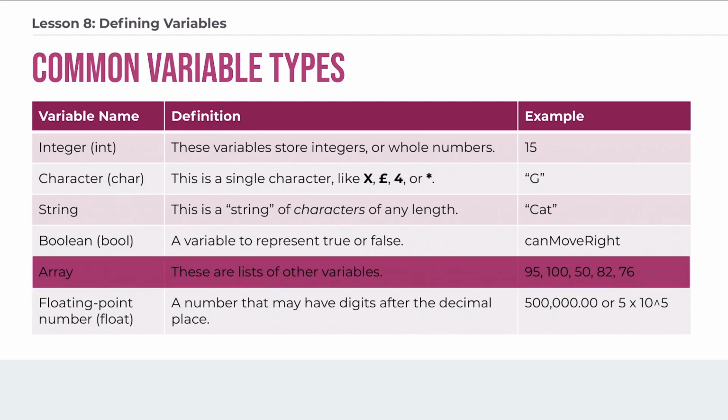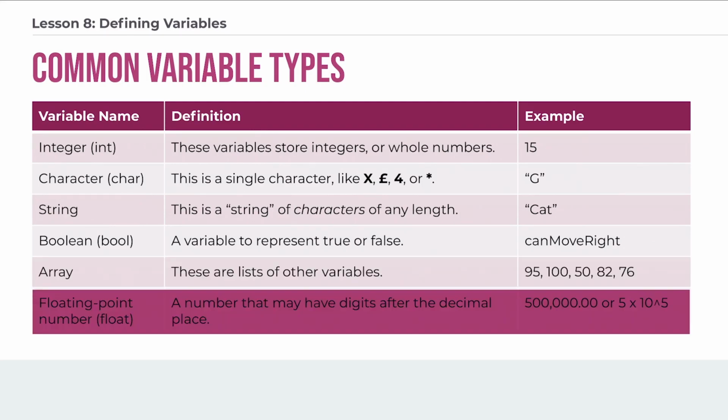So an array is a list of variables. As an example, we might have an array of test scores. So one person might take, let's say, 5 tests over a semester, and that data is kept in a list. So the test scores are kept in a list associated with one particular student. So an example would be 95, 100, 50, 82, 76. And of course, you can use this array to draw some information and to figure out the average and things like that.